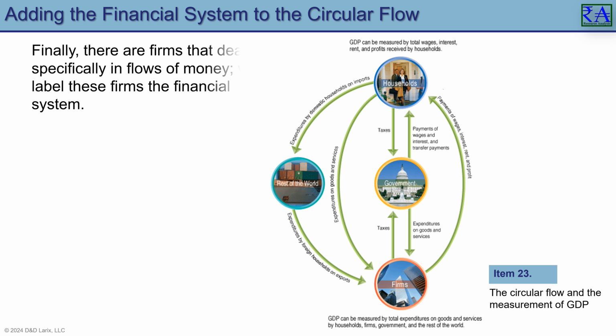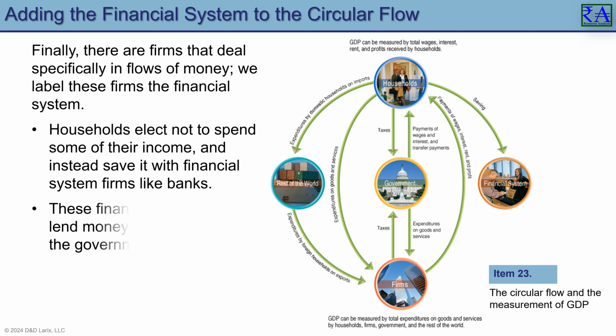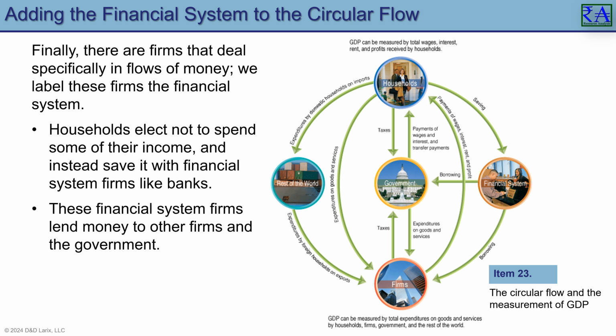In our circular flow model, we now introduce the financial system, which plays a crucial role in connecting households, firms, and the government through monetary transactions. Households may choose to save part of their income through financial institutions like banks. These institutions, in turn, lend the money to firms for investments and to the government for public spending. This flow of savings and loans is essential for maintaining the economic cycle, ensuring that funds are available for business expansions, and supporting government projects. Understanding this financial component is key to grasping the full picture of economic interactions within this circular flow model.